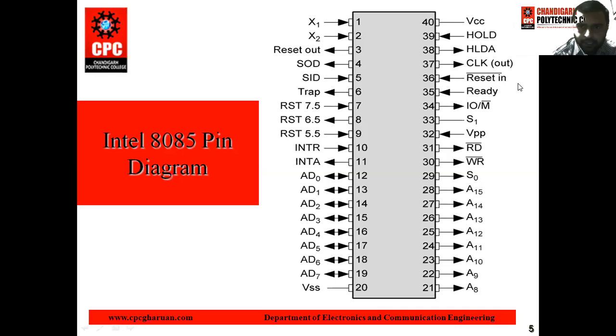Next is reset in. If we want to reset the microprocessor, then we can apply a 0 signal to pin 36. So with the help of this pin, the microprocessor can be reset.